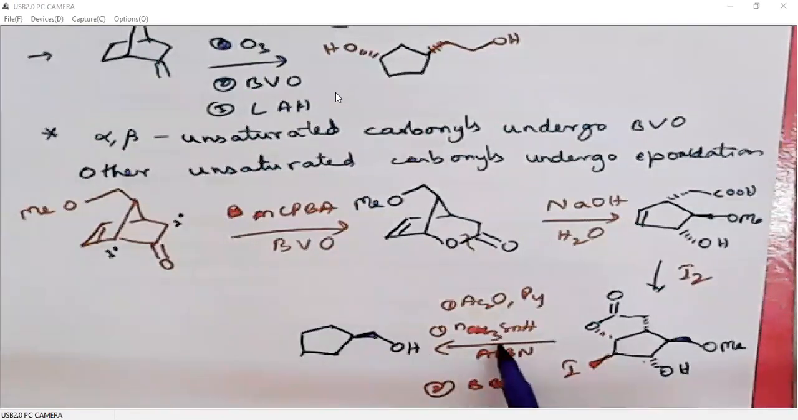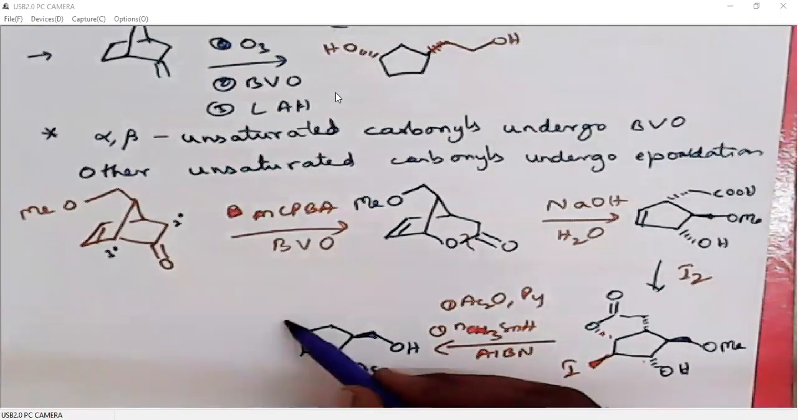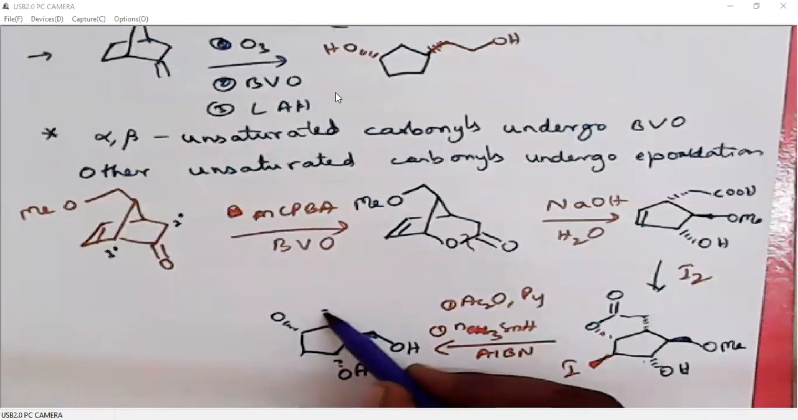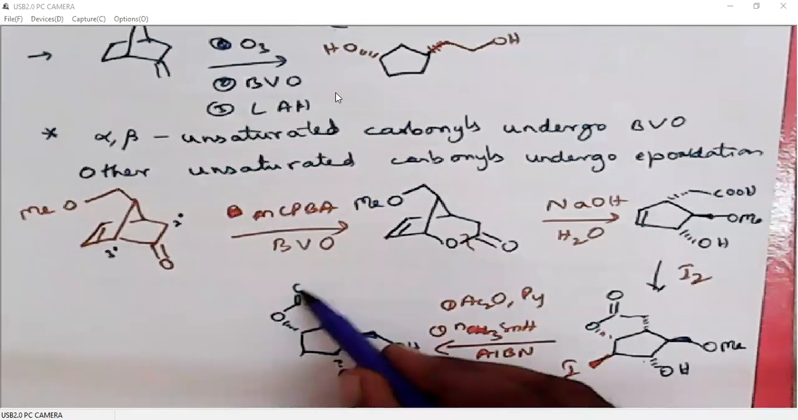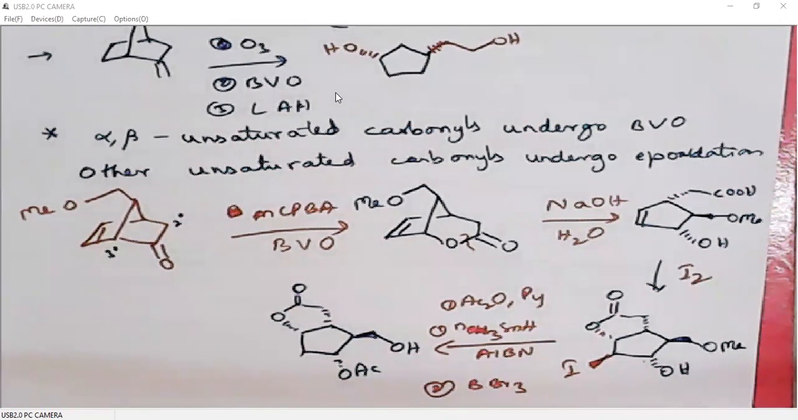What is this tributyl tin hydride and AIBN doing? It is doing dehalogenation. So there will be no iodine here. Okay. Then what is this acetic anhydride doing? It is protecting OH. So we will get OAc. We will protect this. Iodine will not be there, and of course this lactone will be there. So this is called Corey lactone.